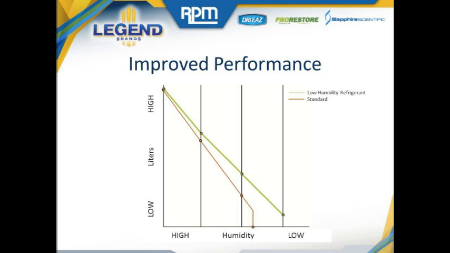However, as humidity is decreased over time, moving to the right on the graph, we see that the performance of the standard refrigerant dramatically drops, while the low humidity refrigerant retains a much better performance. This is exceptionally true when we reach a condition of approximately 20 to 40% relative humidity. Here, the performance of the low humidity refrigerant is nearly double what we would achieve with a standard refrigerant dehumidifier.